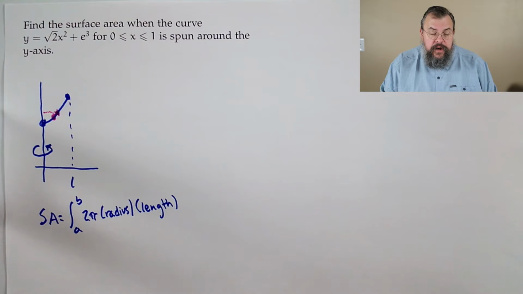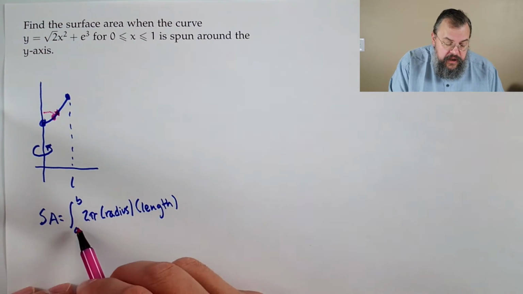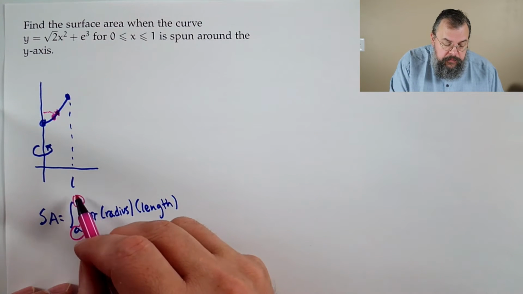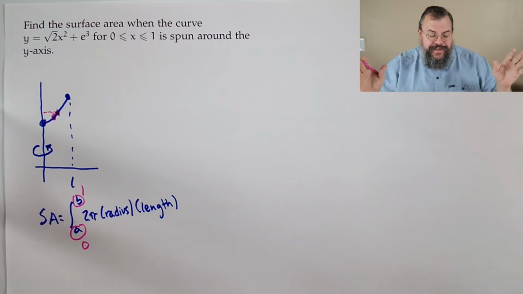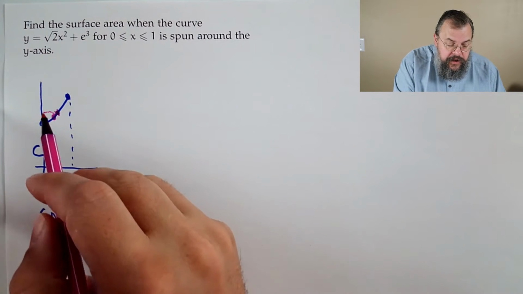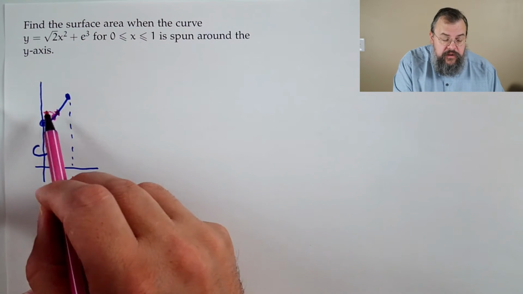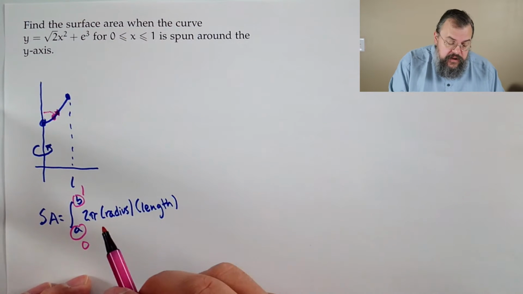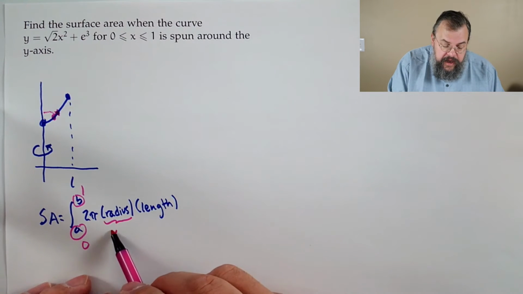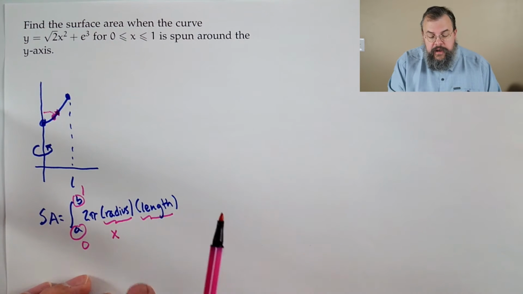Now for us, we can recognize some of the pieces pretty simply. We can see A and B, 0 and 1. All right, so we know where we're going from, 0 up to 1. 2 pi, 2 pi. Perfect, easy. The radius, well, if I'm here, how far am I from the y-axis? Well, this distance is x. So the distance from the y-axis is x. So that says our radius here will be x. Now the length, well, that's going to be, well, I should have been careful here.